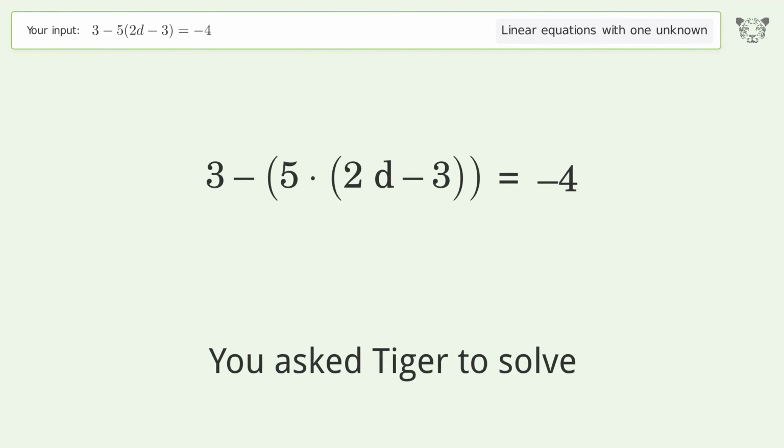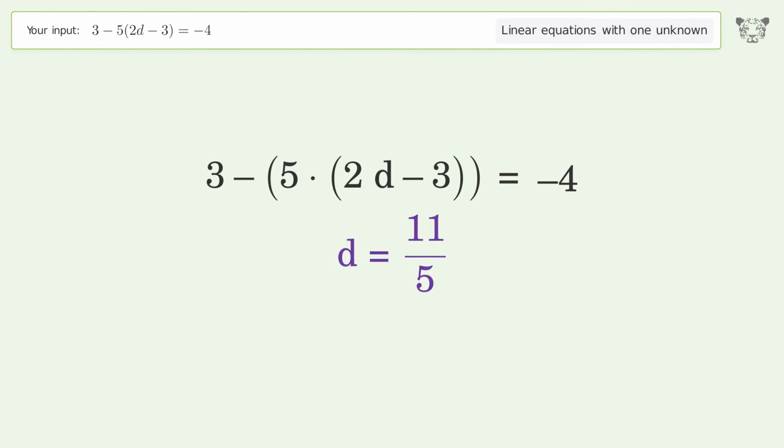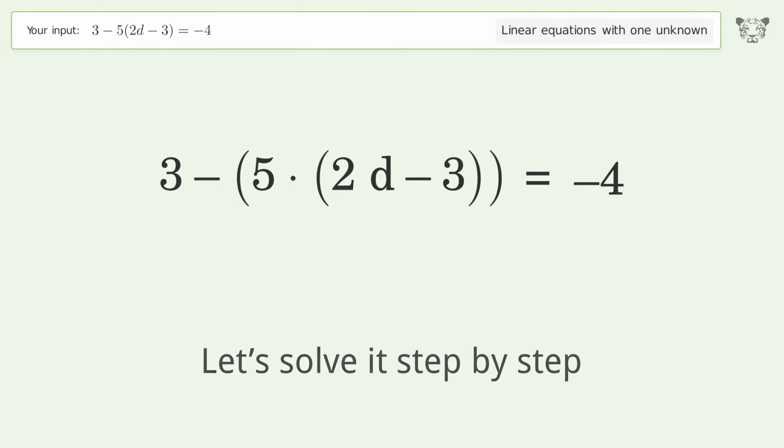You ask Tiger to solve. This deals with linear equations with one unknown. The final result is d equals 11 over 5. Let's solve it step by step.